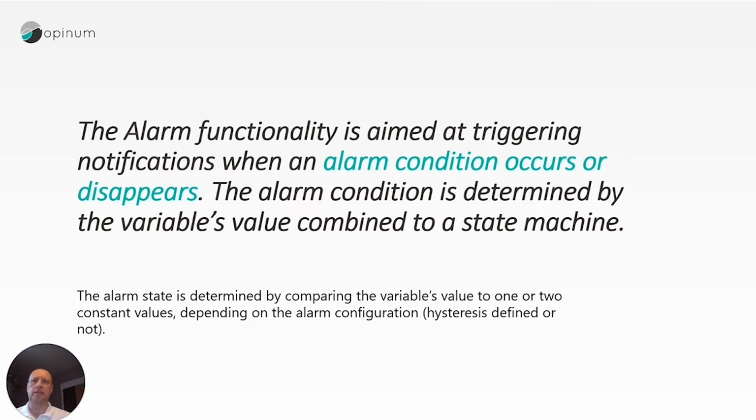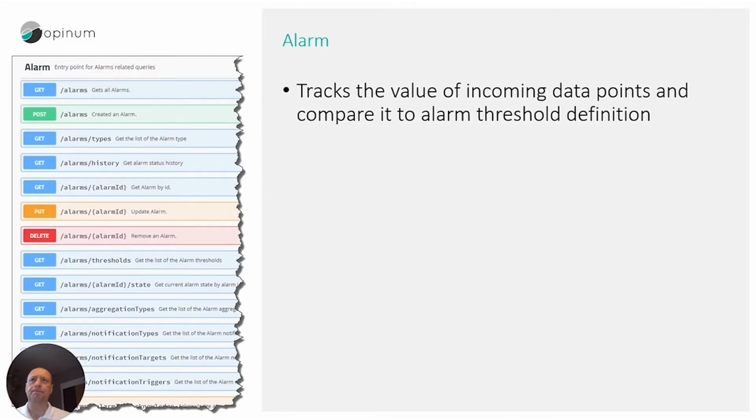So the alarm is based on the value of the variable, but is also combined with a state machine that handles the current state of the alarm. So how is the alarm feature implemented? We try to get the value of the incoming data points at the very early stage in the data pipeline. So as soon as you push data or you upload a file, let's say on the FTP server, we will manage all the data points in there, and we will compare the value of the data points against the alarm threshold definition.